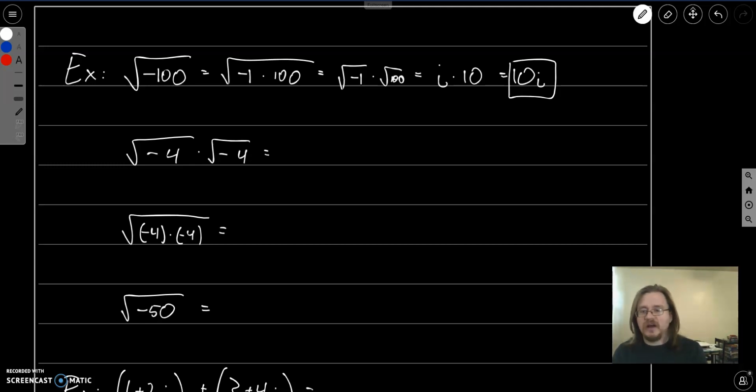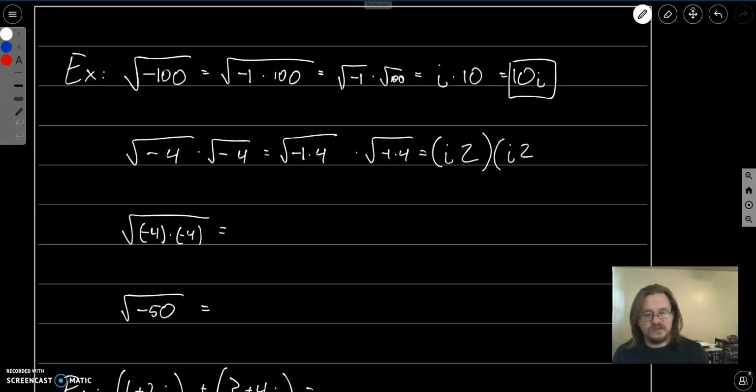Here I've got the square root of negative 4 times the square root of negative 4, so we'll just do this for both of these. This is going to be the square root of negative 1 times 4, times the square root of negative 1 times 4. Just like we saw before, I can take the square root of negative 1 and call that i, and the square root of 4 is going to be 2. Then for this one, I've got the square root of negative 1, which is i, times the square root of 4, which is 2. Now we just have to multiply these.